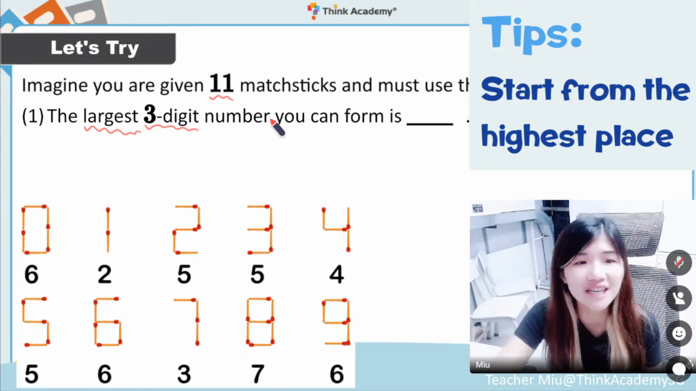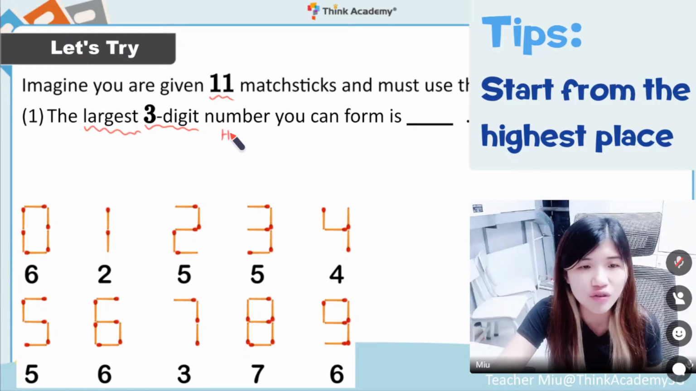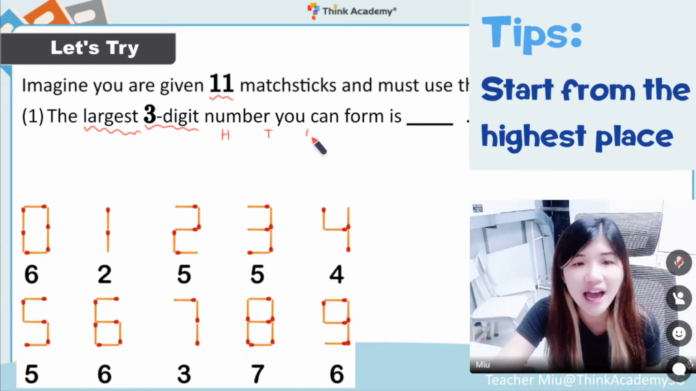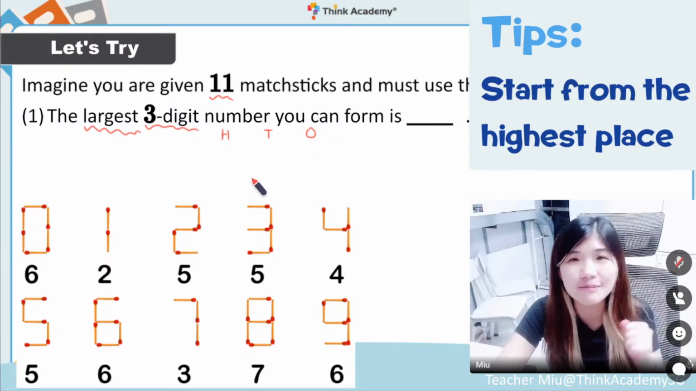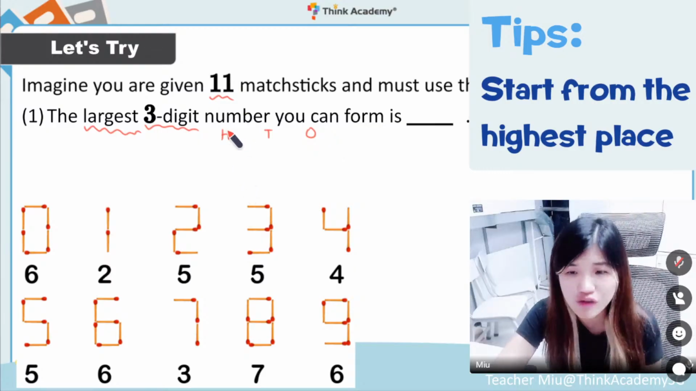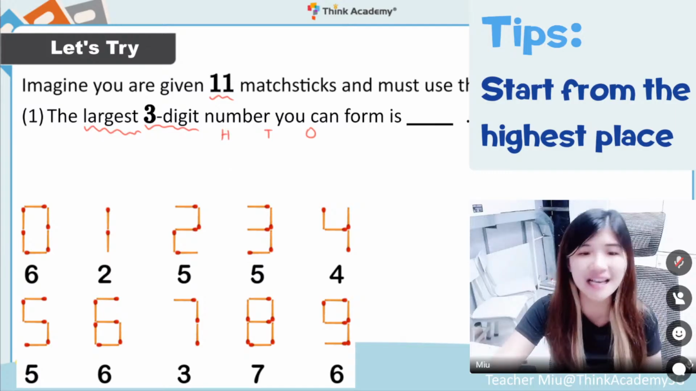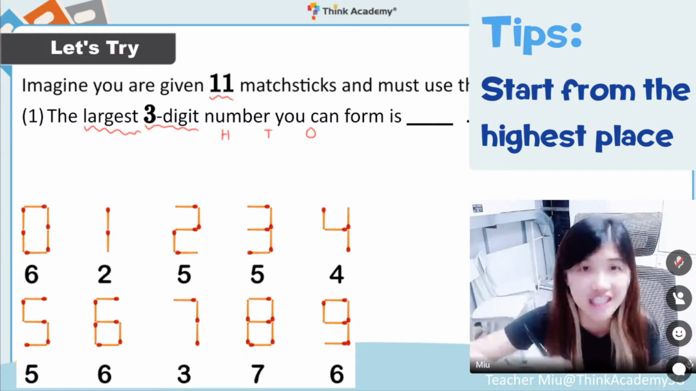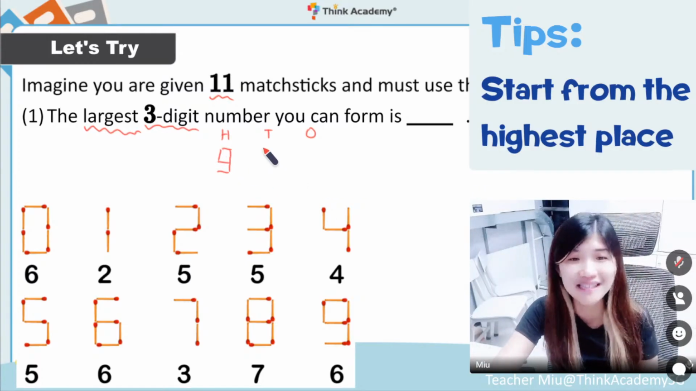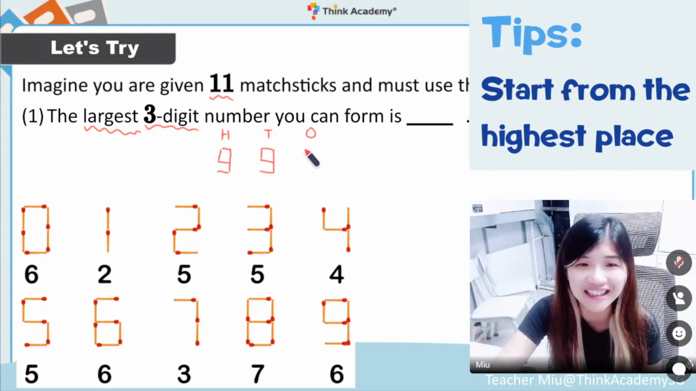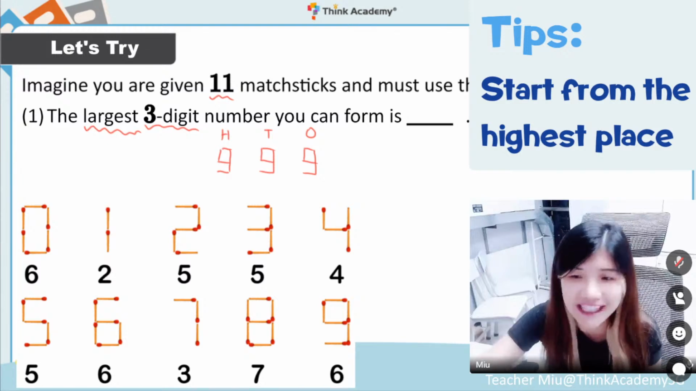For a three-digit number, there must be a hundreds, a tens, and a ones place. If we want to make it as big as possible, we should try to make the hundreds place as big as possible, and of course make it the digit 9. Then you might say, then we can make 999, the biggest three-digit number. Guys, can we make 999?